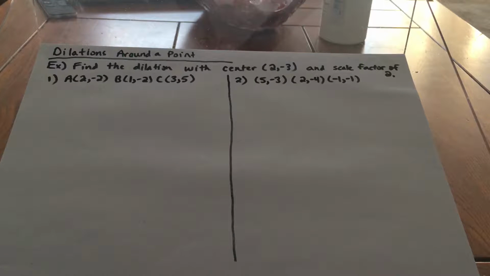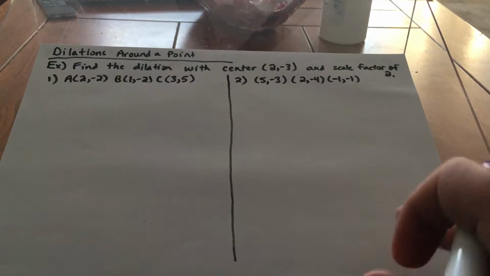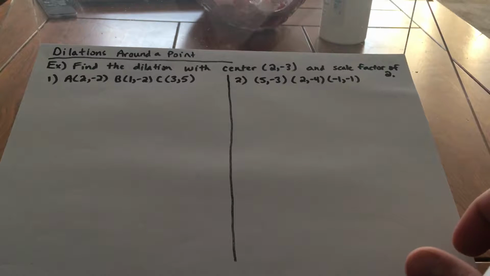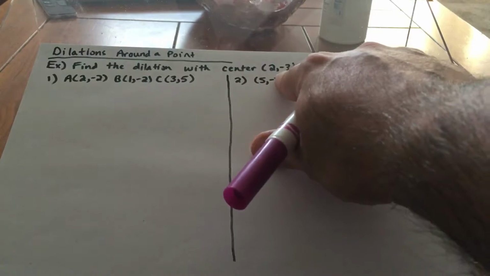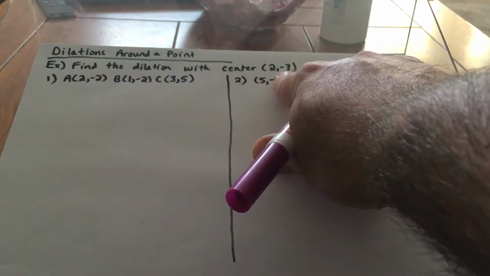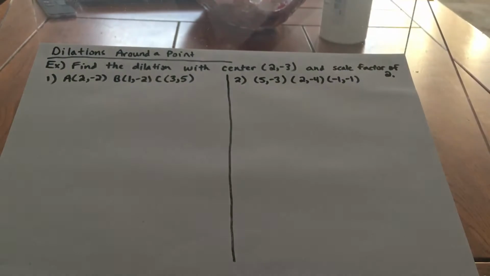Okay, so today we're continuing our discussion about dilations. The previous lesson we talked about dilations around the origin. Now we're talking about dilations around a point. So notice in this example it says find the dilation with a center at (2, -3) and a scale factor of 2. So in the previous examples, they were around the origin.